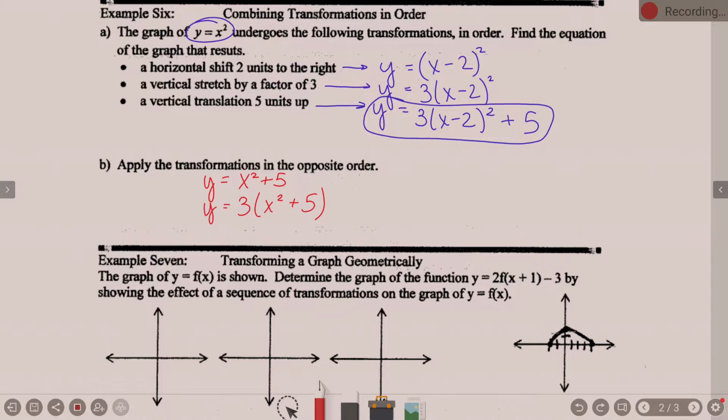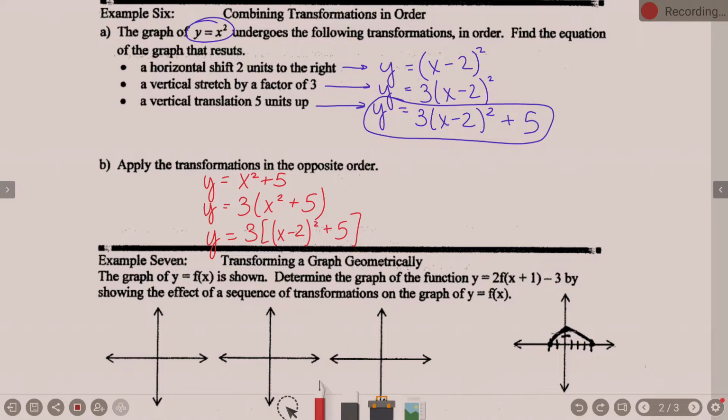And then, what am I doing? Shifting it 2 units to the right. Well, just like earlier, how do we do a shift 2 units to the right? We put it directly on the x. So it's still going to be 3 out front times, but now instead of x squared, I'm going to say x minus 2 quantity squared plus 5.